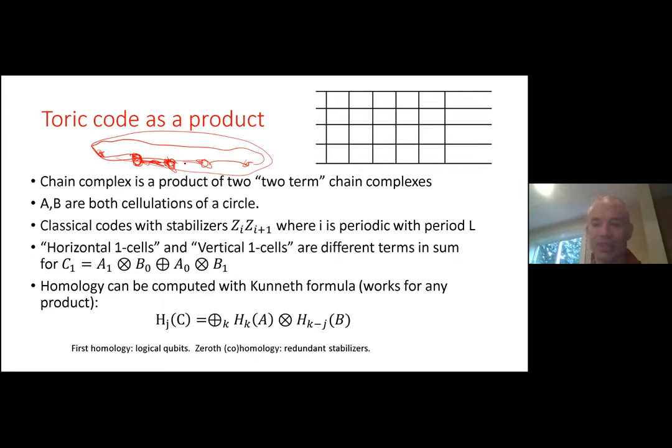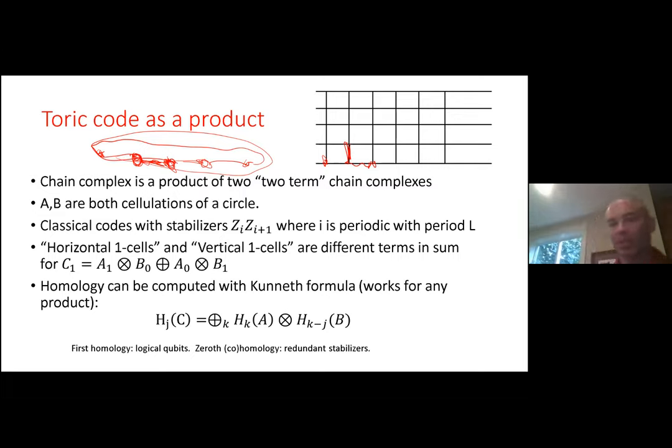If you take their product, you get this toric code. If you look at the torus, it's got zero cells, one cells, two cells. The zero cells are the points. A point in the torus is defined by a point in the two circles. The one cells, well, there are two kinds. There's horizontal one cells going this way and vertical one cells going that way. And those correspond to different terms in the result for C1. So of the horizontal ones and the vertical ones, one will be the A1, B0, and one will be the A0, B1.